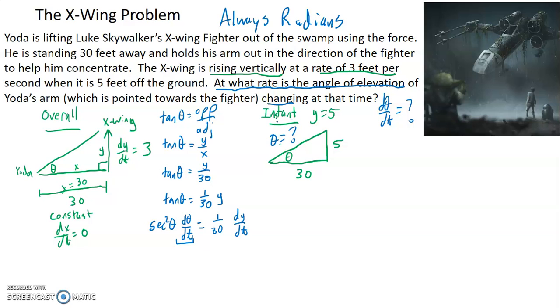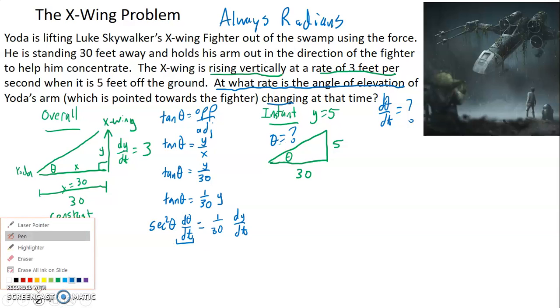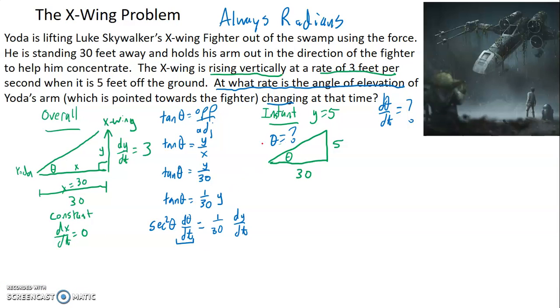So that's why I had to set up this triangle over here. Because at this instant, what is theta? So let's switch colors and do that in red. So let's figure out what our angle is. To figure that out, we would say tangent of theta is opposite over adjacent. So tangent of theta is 5/30. So theta would be the inverse tangent of 5/30.